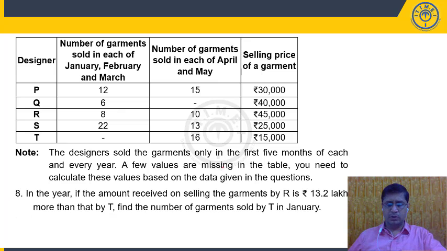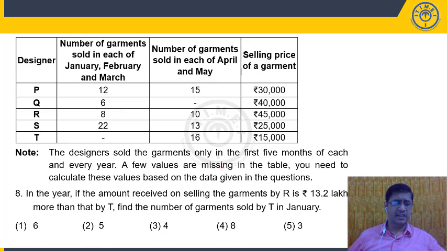Now look at this example, and what is being asked? In the year, if the amount received on selling the garment by R is rupees 13.2 lakh more than that of T, then find the number of garments sold by T in January. So what is the discussion? R and T. So I am taking here R and T. What about R?